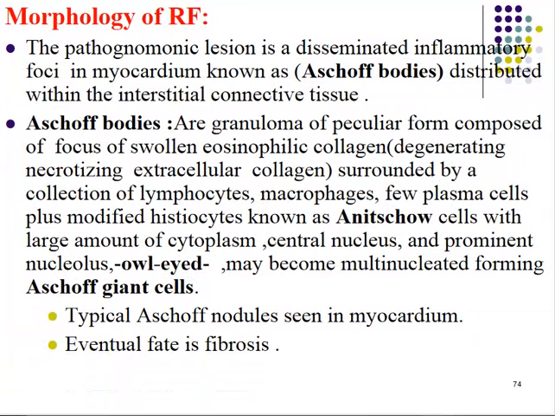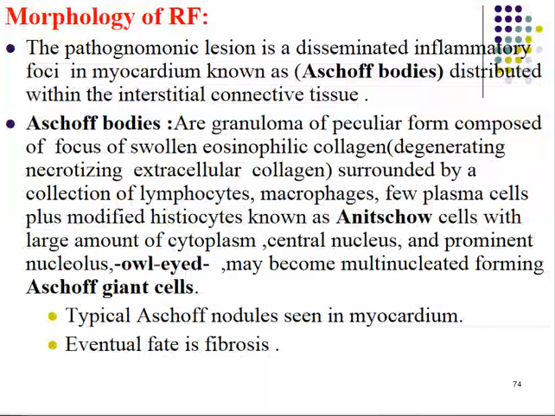Regarding the morphology of rheumatic fever, the pathognomonic lesion is disseminated inflammatory foci in the myocardium known as Aschoff bodies, distributed within the interstitial connective tissue. So the Aschoff bodies are the main characteristic feature of rheumatic fever and are granulomas.